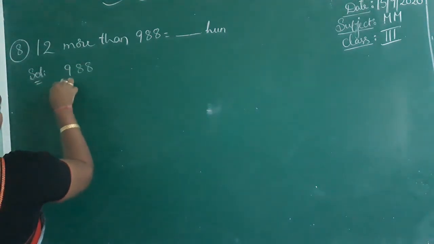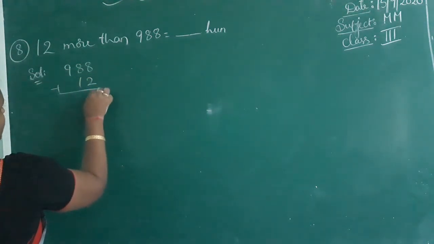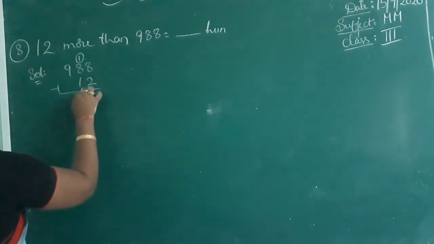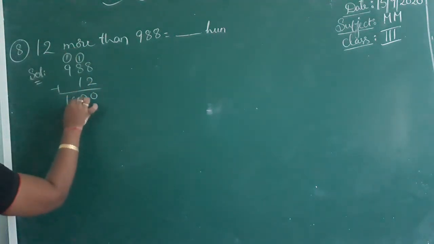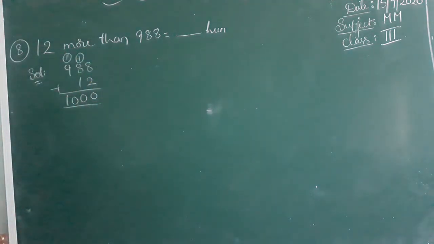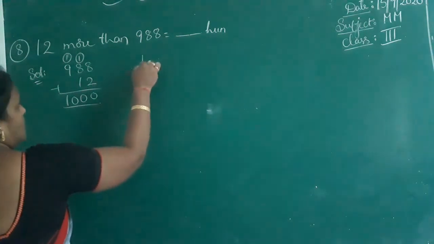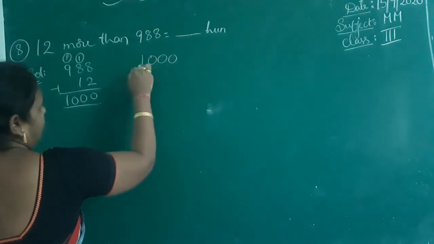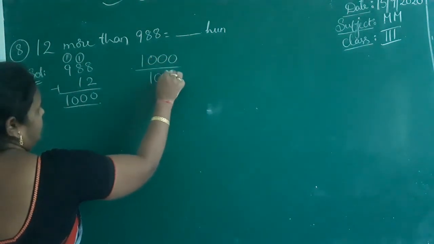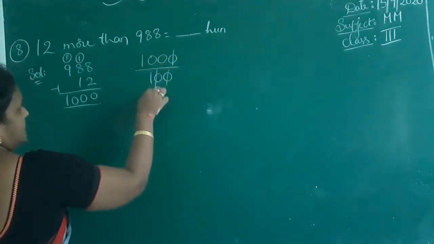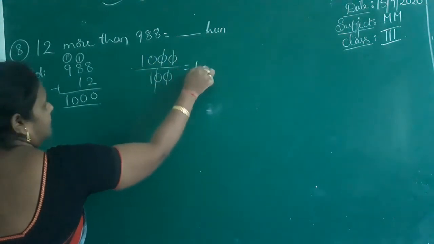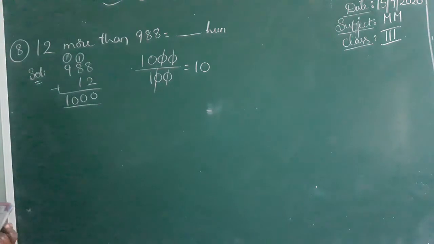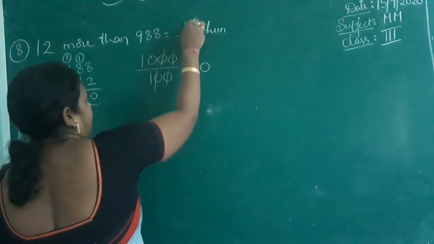988 plus 12. 8 plus 2, 10. Again 8 plus 2, 10. 9 plus 1, 10. So how much is it? 1000. They are asking how many hundreds are there in that 1000. That means 1000 by 100. Cancel the zeros. How much is left? 10. That means 10 hundreds make a 1000.